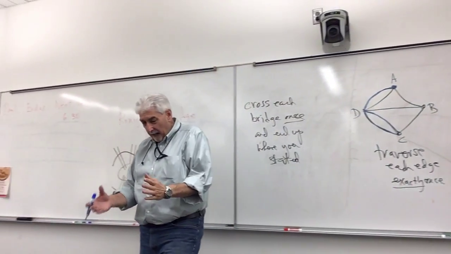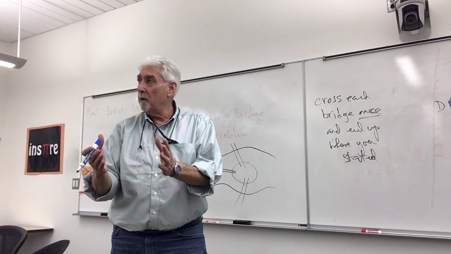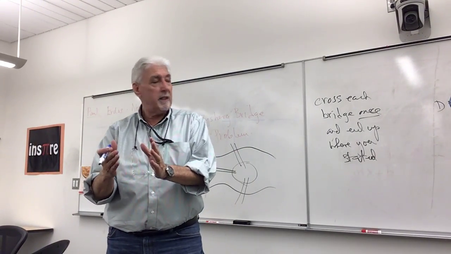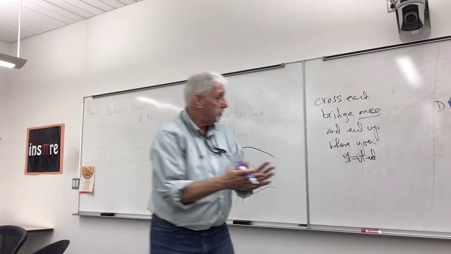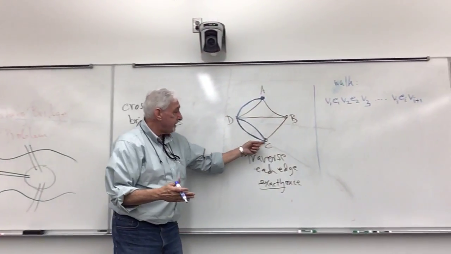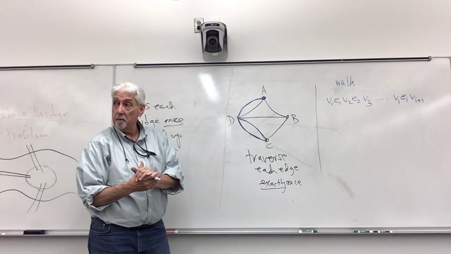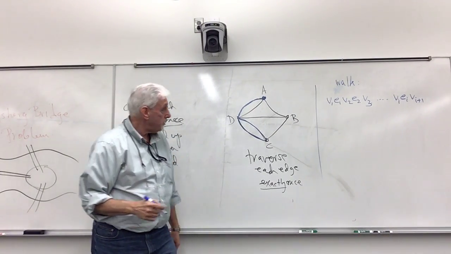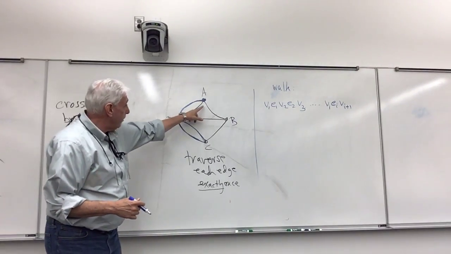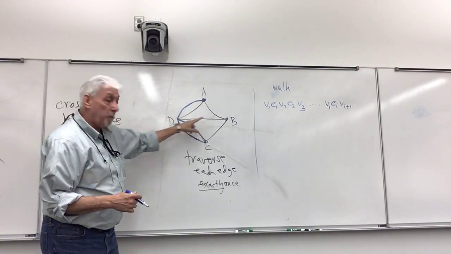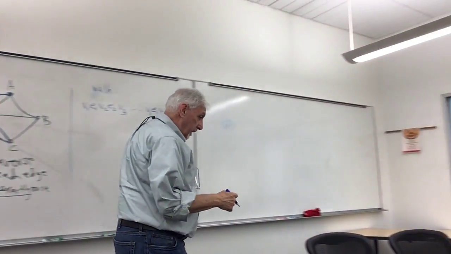So let's see, what's the problem? I come into C, I leave C, so we kind of pair these bridges up in twos. Okay? So if a vertex has odd degree, we have a problem. And we can see that, in fact, we have four problems here. So that's going to be difficult.